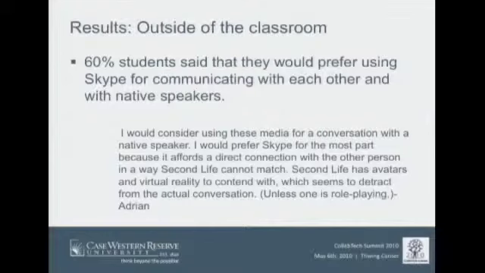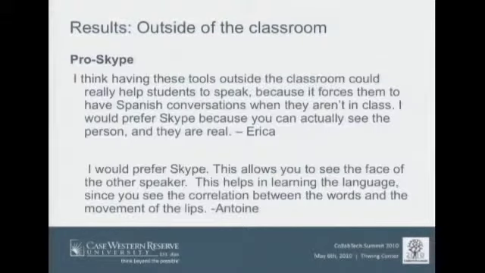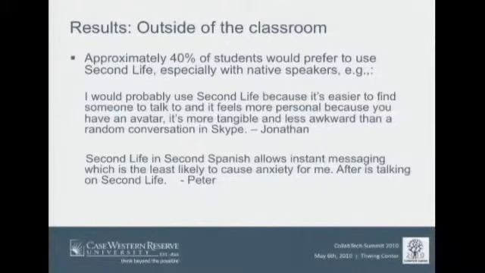So a couple of the positive comments for Skype. Someone says, I would consider using these for a conversation with a native speaker. I would prefer Skype because it offers a direct connection with the other person. This person says, I would prefer Skype because you can actually see the person and they are real. Another person, I'd prefer Skype. This allows you to see the face of the other speaker. This helps in learning the language so you can see the correlation between the words and the movement of the lips. Fair comment.